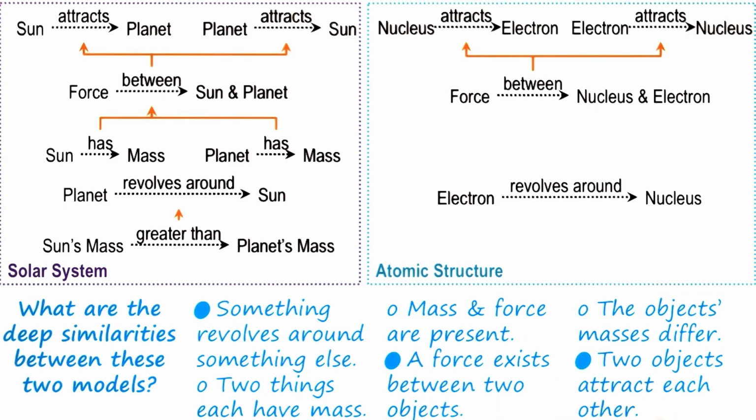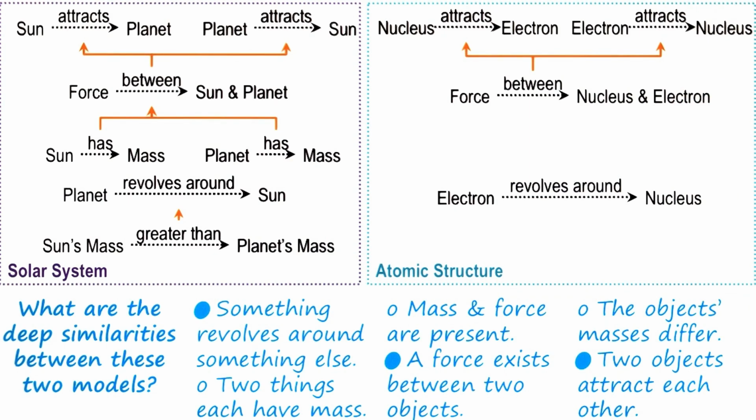So I picked that 3 of these are deep similarities. In both, there's something revolving around something else, the planet revolving around the sun and the electron revolving around the nucleus. In both, there's a force between two objects, a force between the sun and the planet, and a force between a nucleus and an electron. And in both, two objects attract each other. All 3 of these are based on relationships, the revolution, the force between two objects, and the attraction between two objects. I didn't pick the other 3 because while these 2 are true, they don't represent deep relationships. And while this is actually true, it's not actually captured in our representation. So this isn't part of our knowledge base for the purpose of this problem.